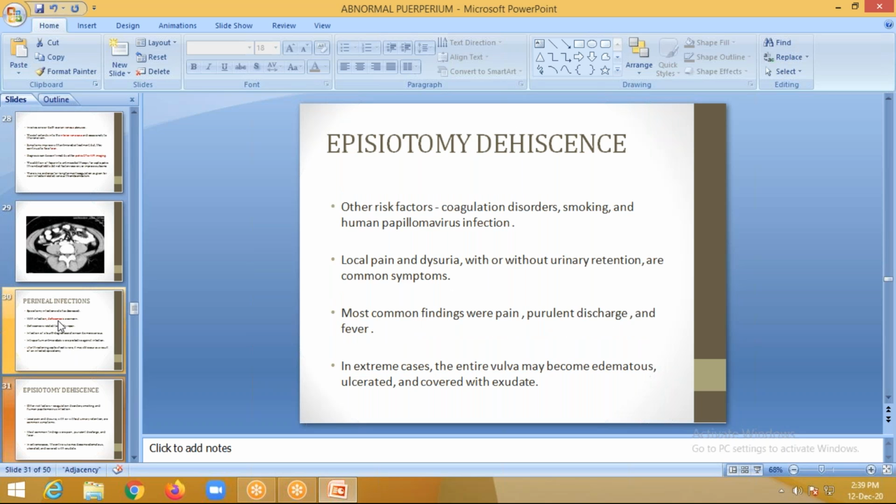Coming to episiotomy dehiscence, other risk factors are coagulation disorders, smoking, and HPV infections. Local pain, dysuria with or without urinary retention are common symptoms. Most common findings were pain, purulent discharge, and fever. In extreme cases, the entire vulva may become edematous, ulcerated, and covered with exudate.